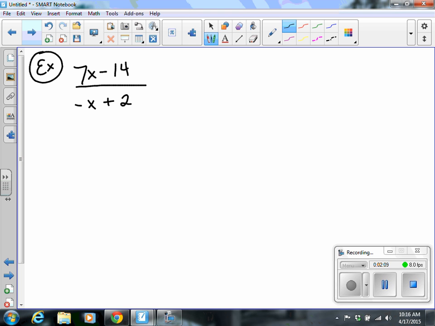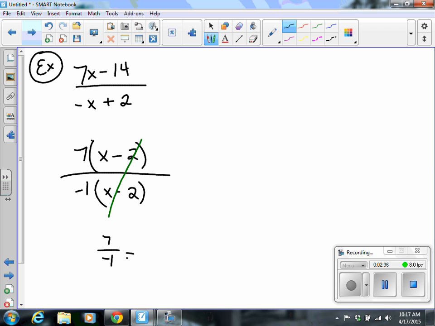I'm going to go ahead and factor the top part. I see that I have a 7 in common, so it's x minus 2. Now, when I first look at this, my goal here is to get an x minus 2 or a 7. So looking at the denominator, I know for sure that I'm not going to have a 7, but I can get an x minus 2 if I factor out a negative 1. That's then going to cancel out, and I'm going to have 7 over negative 1, which is negative 7.